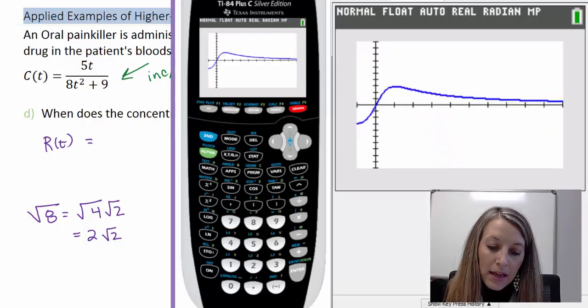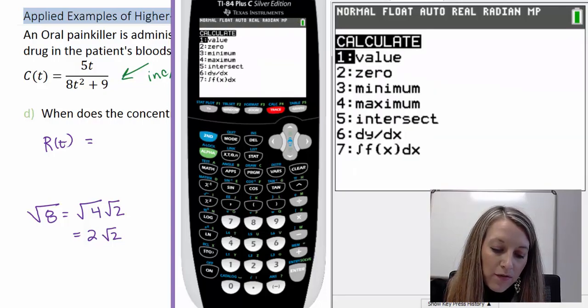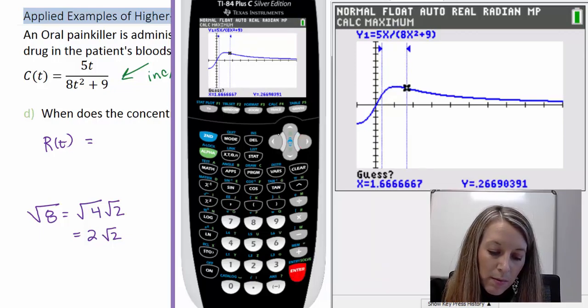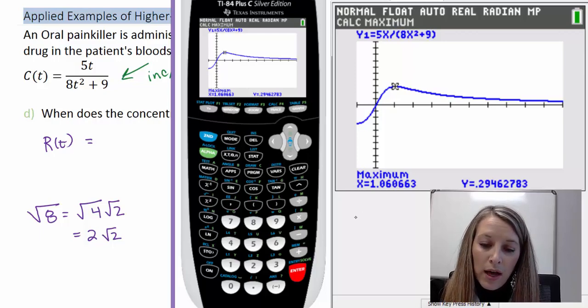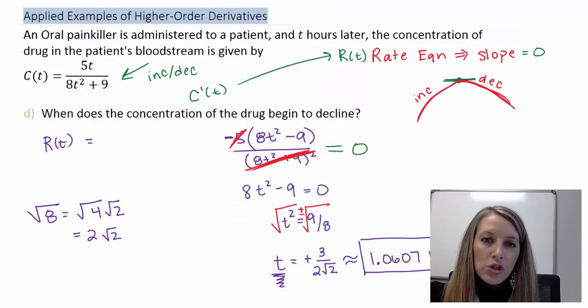We can confirm that again on our calculator by looking at the max, so second trace to get my calculate feature. Option 4 gives me max. I go somewhere left of where I think my maximum value is for my left bound. For my right bound, I go somewhere right of where I think my maximum is. I guess to where I think my maximum point is at. And we can see that that happens right here at 1.0607 if I round it to 4 decimal places. And so this tells us where our concentration begins to decline.